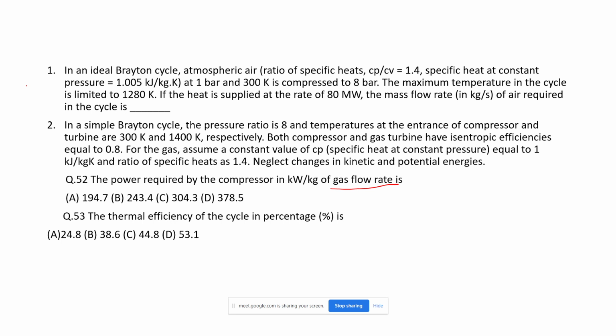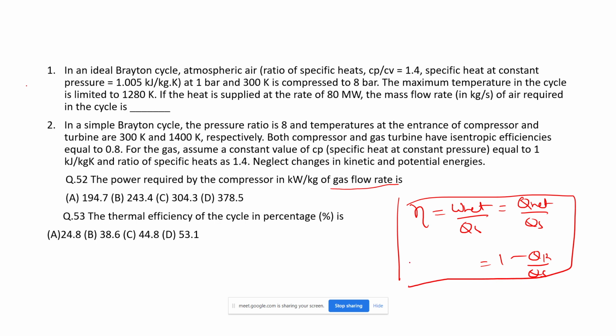Sir, efficiency will be work of turbine by Q in. Yeah, that also you can write. Work done by the turbine, you can write it like 1 minus... There are several forms you can write: work net upon Q supplied, or Q net upon Q supplied, or 1 minus Q rejected upon Q supplied. These are the different forms of the formula which you can write for efficiency.